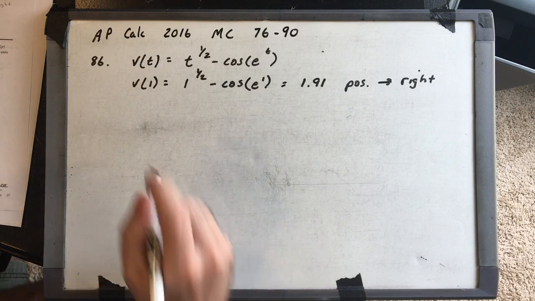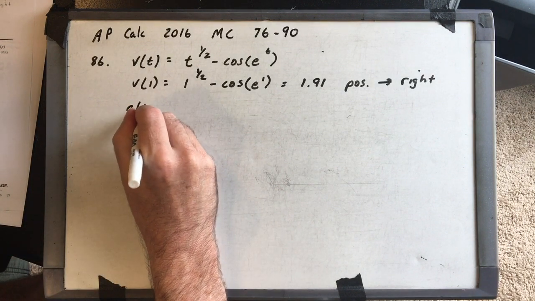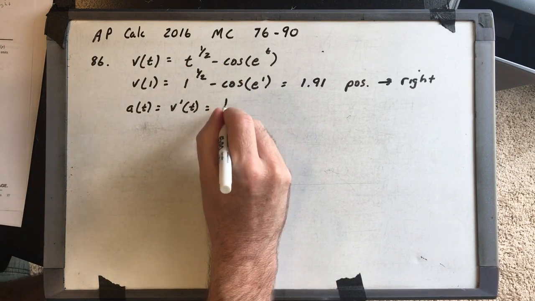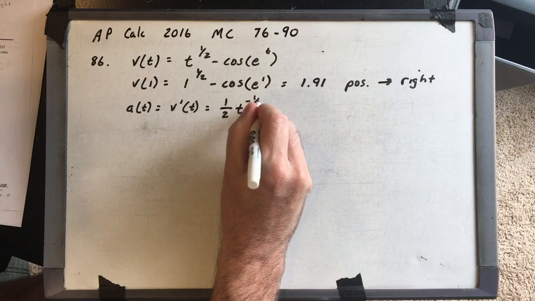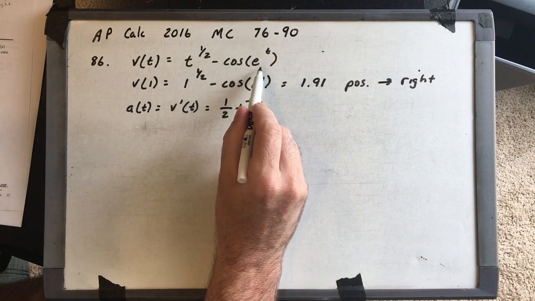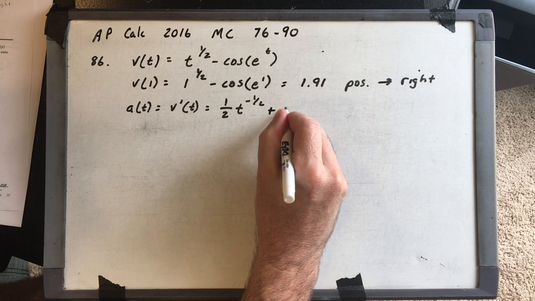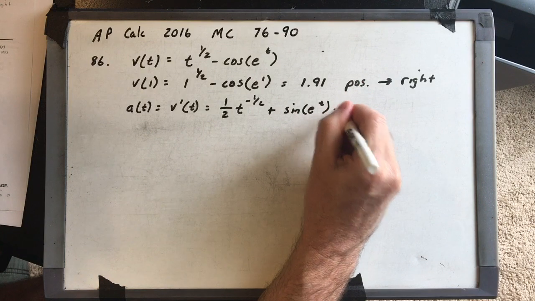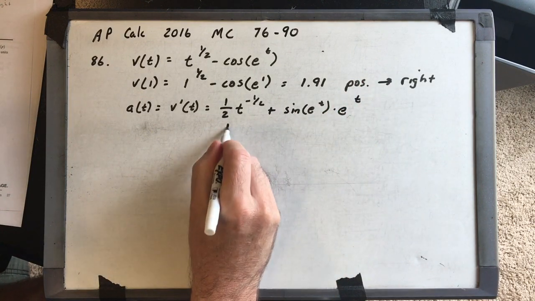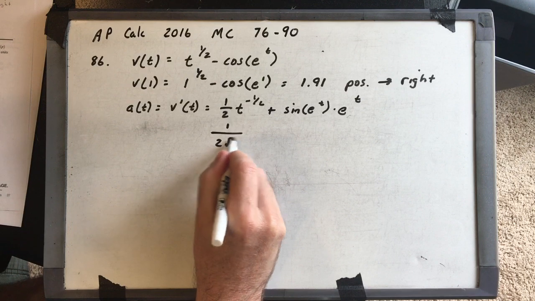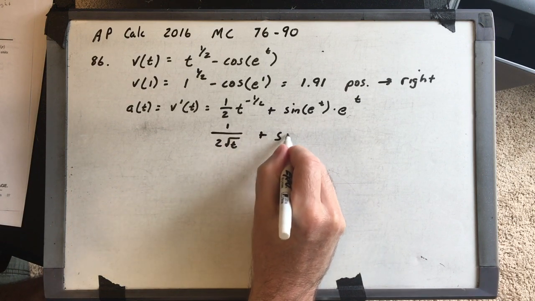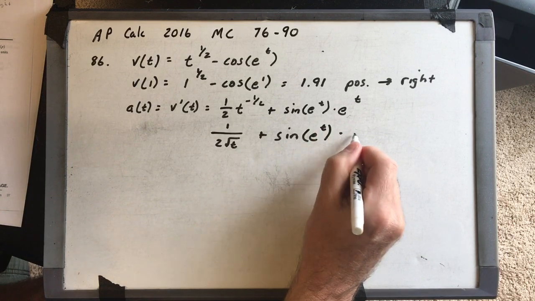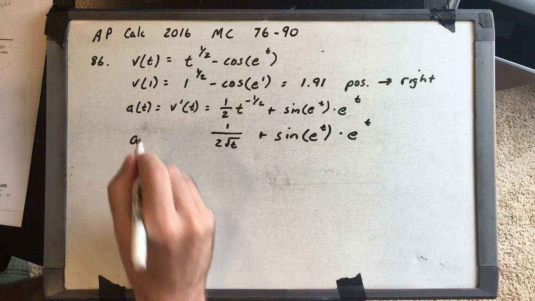Now let's see what the acceleration is doing. Well, a of t is equal to v prime of t. So we need to take the derivative of this. That's 1/2 t to the minus 1/2. The derivative of cosine's minus sine, but you've got a negative out front. So that'll be plus sine e to the t times the derivative of the blob, which would be e to the t. So that's 1 over 2 root t plus sine of e to the t times e to the t.